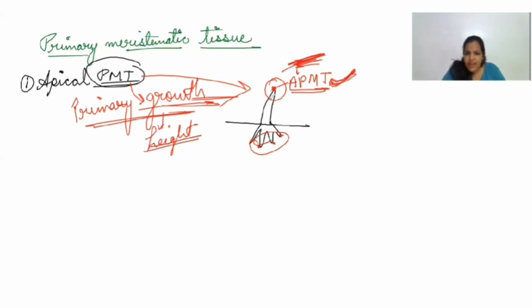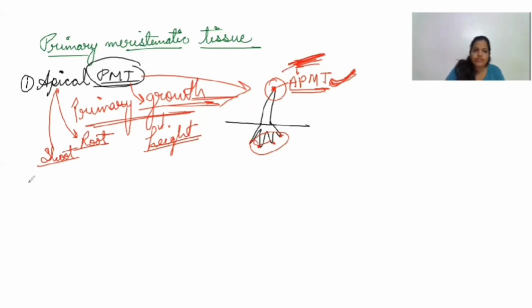Clear? The remaining part is not going to have the apical meristematic tissue. Only the tip of the shoot and the tip of the root, after the root cap, is going to have this apical meristematic tissue. Clear? Here we are done with the first type. So, of apical meristematic tissue we have two: one is shoot apical meristematic tissue, another one is root apical meristematic tissue. Nothing difficult, right? As I've already told you.